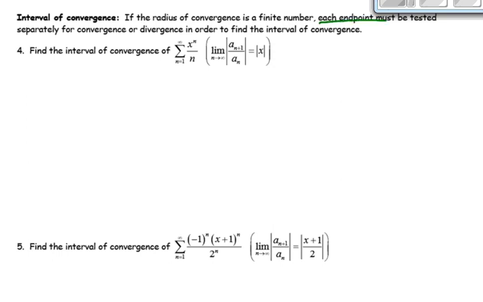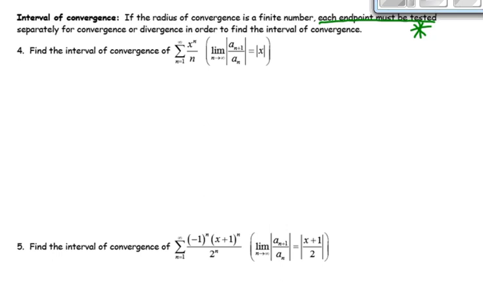must be tested. That is huge. Okay, so if you have the finite number radius of convergence, then you have to test each endpoint. If you get a convergence of 0 or a radius of convergence of infinity, then you do not have to do that. So let's see how this looks.